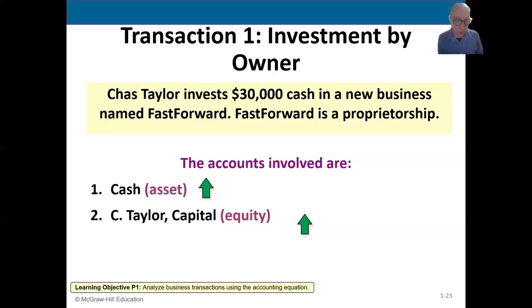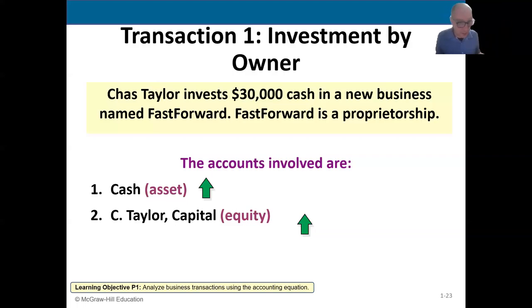A credit represents an increase to liabilities and to equity. Okay, we'll break it down, but I just want to help you to understand those two basic components of what a debit and a credit is.